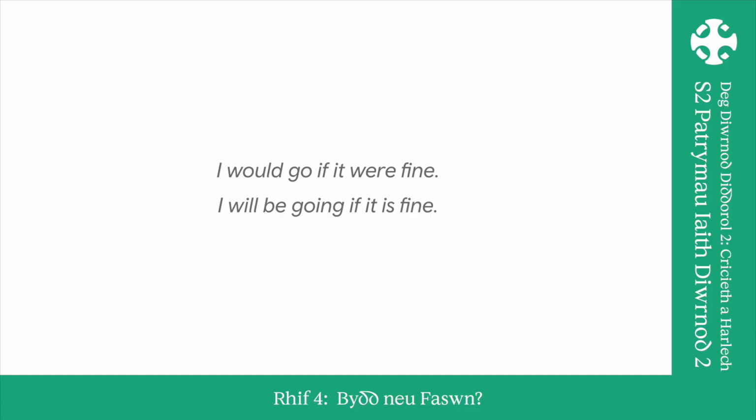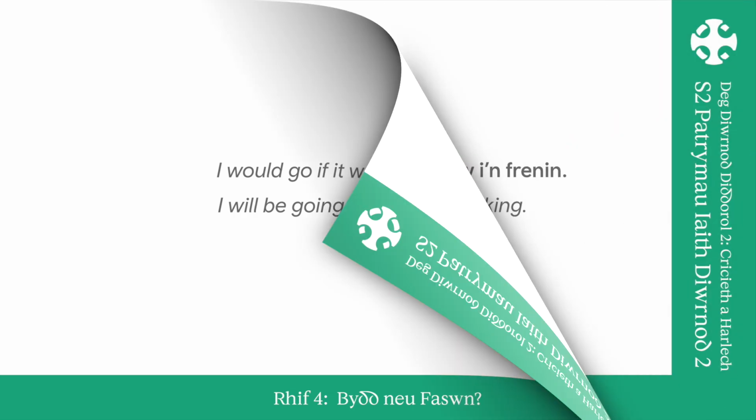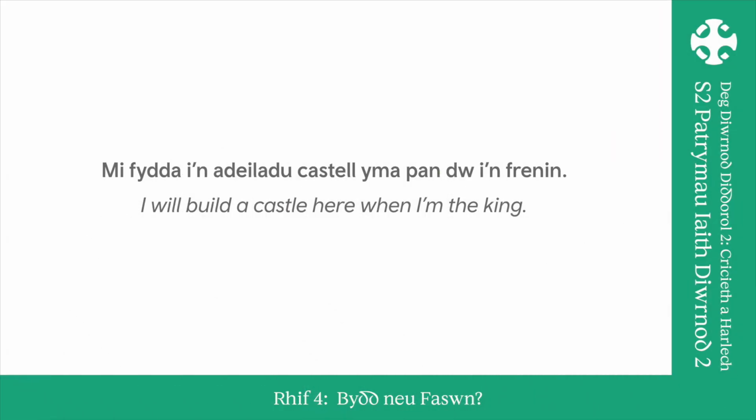The use of would or will is important here for the context of the sentence. Look at the examples. Mi fydda i'n adeiladu castell yma pan dwi'n frenin. I will build a castle here when I'm the king. This says that the castle being built is a definite future event for this future king.